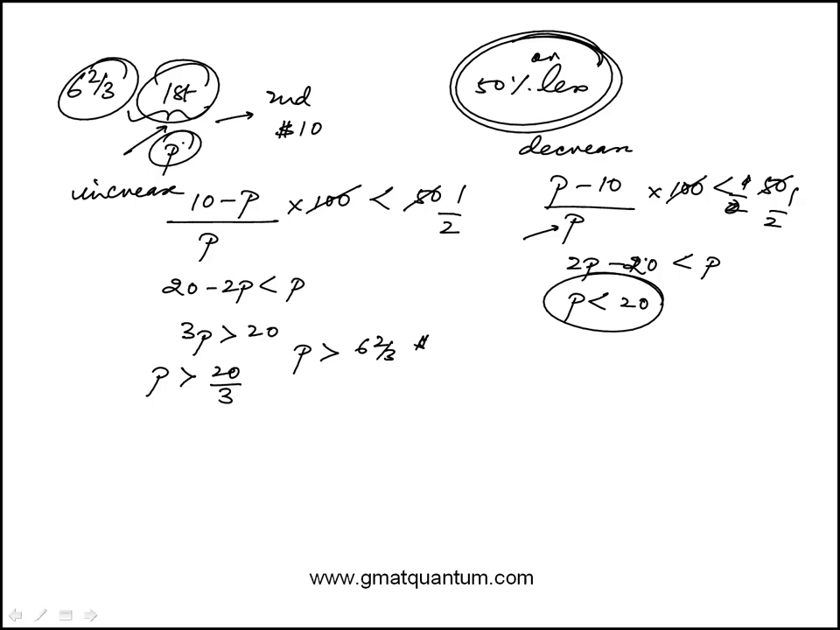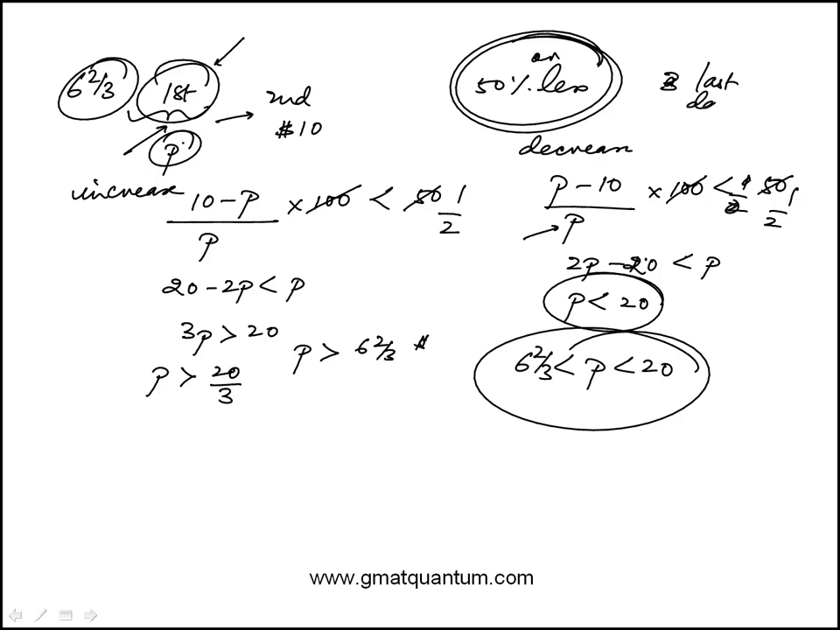So again, the possible values are greater than 6 2/3, less than 20. So that's for the first day. My values in dollar terms could be between 6 2/3 and 20. I need to know what are my possibilities for the last day of the month. And again, this condition still applies. That has to be less than 50% from this initial value.